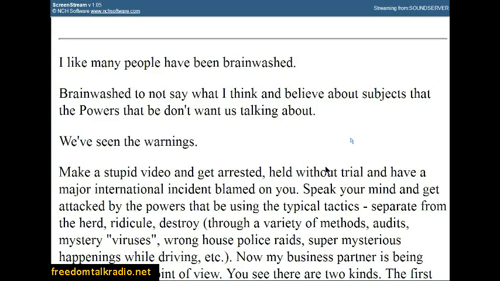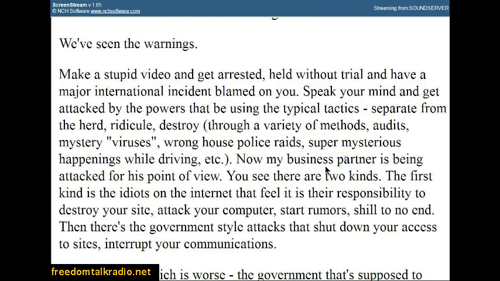We've seen all of the warnings. Make a stupid video and you get arrested and held without trial and have a major international incident blamed on you. Speak your mind and get attacked by the powers that be using the typical tactics: separate from the herd, ridicule, and destroy through a variety of methods, including audits, mystery viruses on your computer, wrong house police raids, super mysterious happenings while driving, etc.